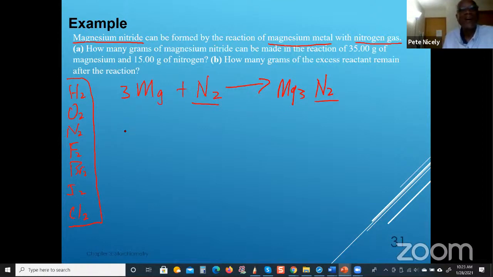All right. So now we can get into the A part of the question, which says, how many grams of magnesium nitride can be made from the reaction of 35.00 grams of magnesium and 15.00 grams of nitrogen? So what I'm going to do is start off with the 35.00 grams of magnesium. I'm going to convert that to moles. So I'm going to have 1 mole of magnesium above. And the molar mass, if I'm not mistaken, I think it's 24.31.